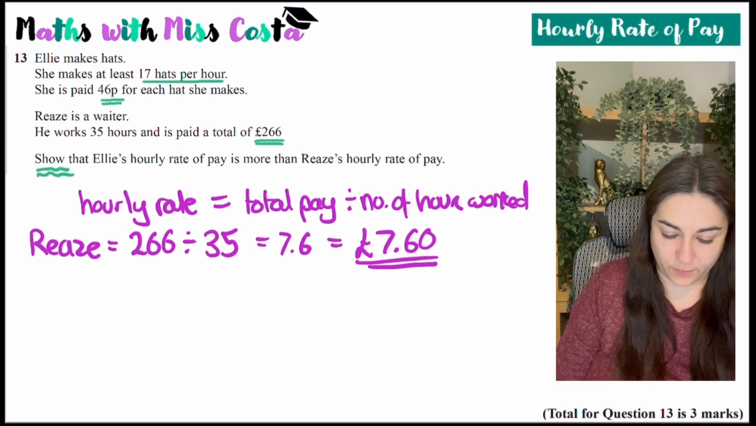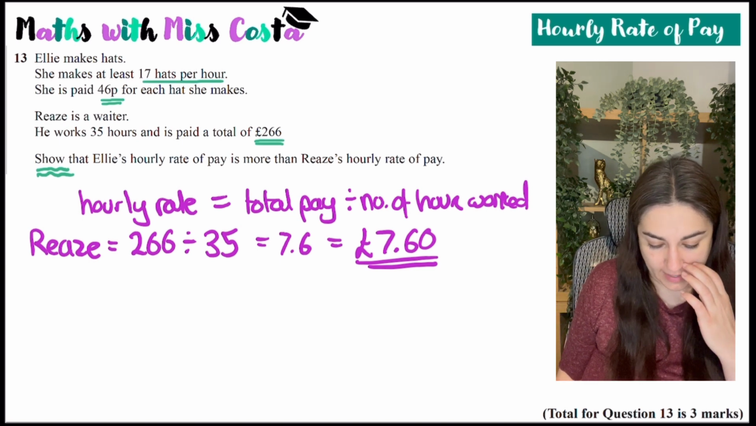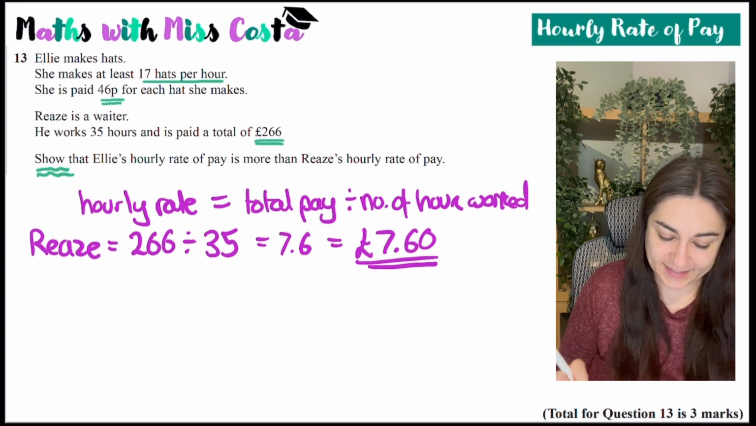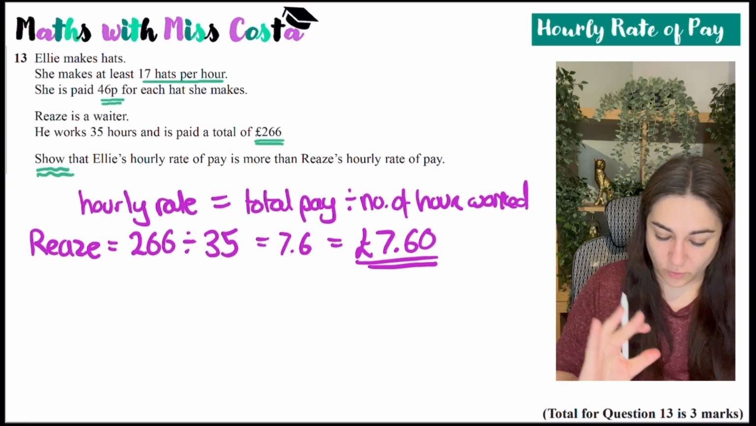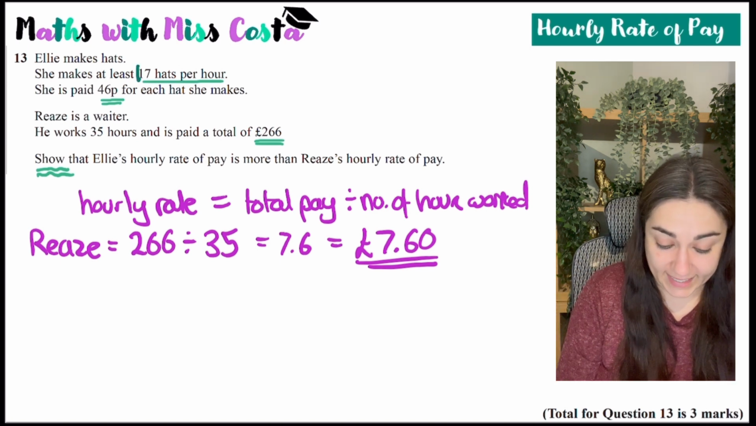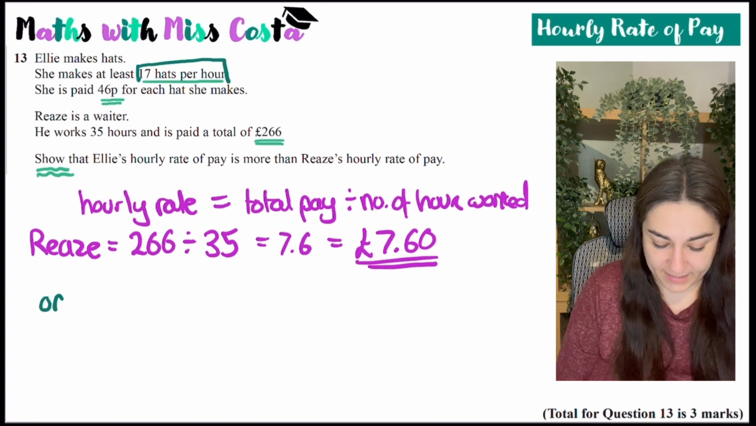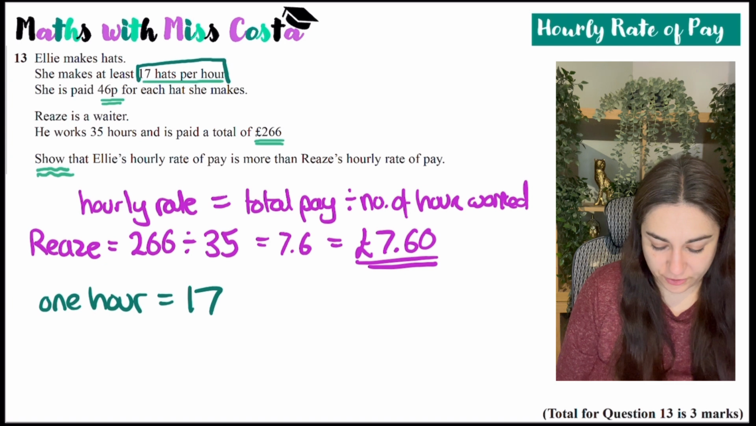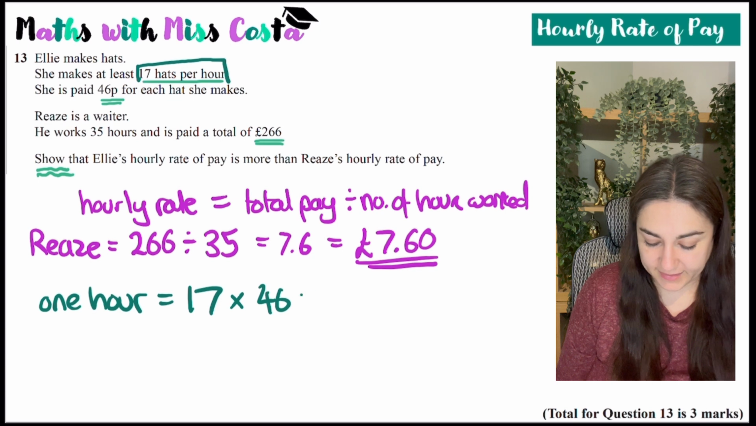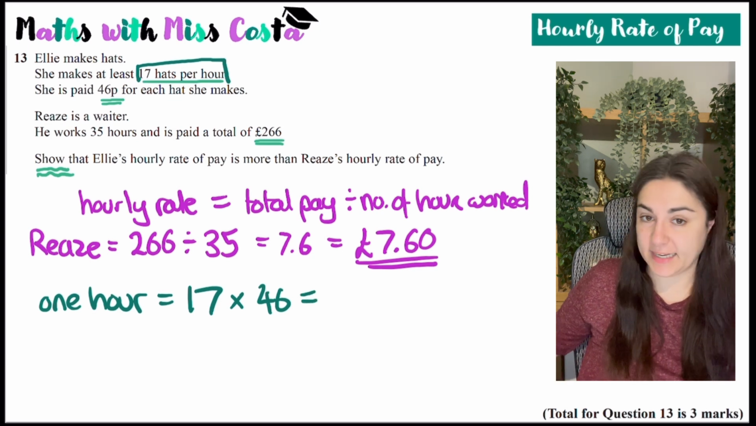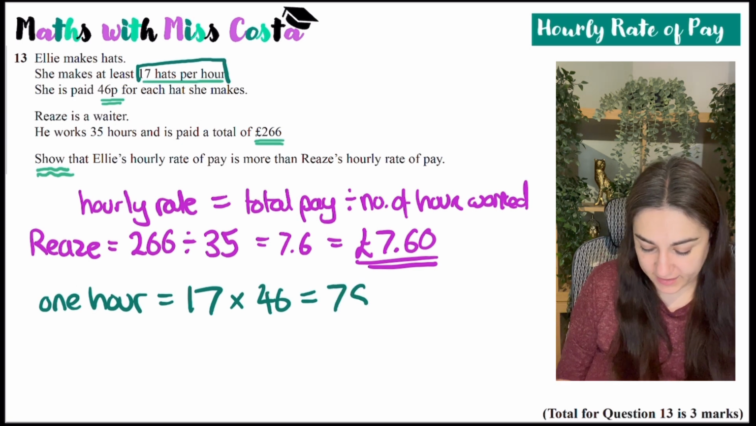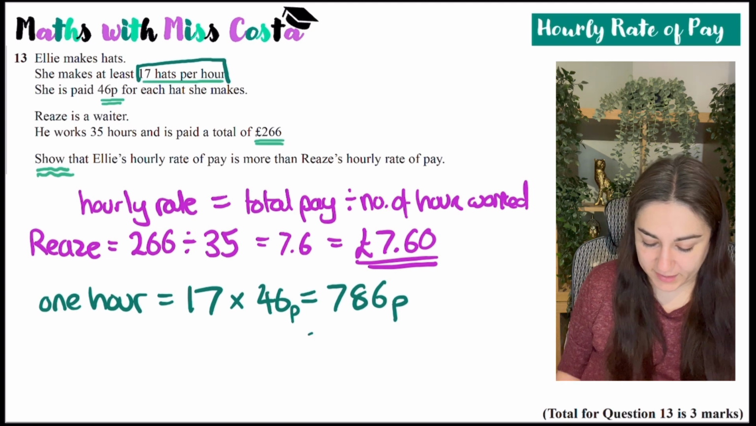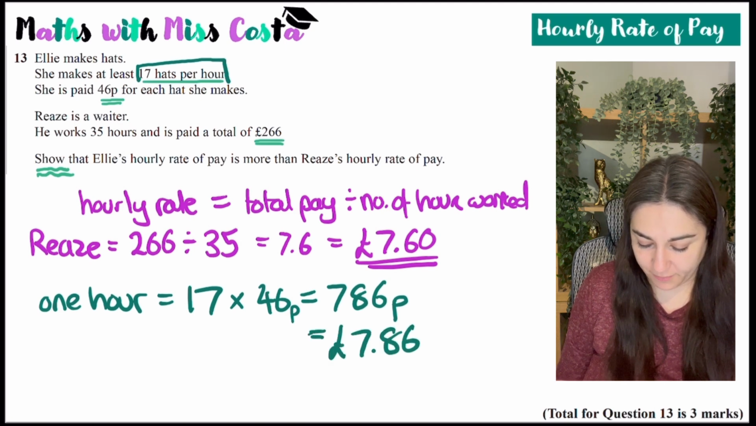Then I need to figure out what Ellie's hourly rate of pay is. She makes at least 17 hats per hour. This is not a great worded question, because if she makes 20 she'll get paid more, but let's just go with the basic. In 1 hour she's going to get paid for those 17 hats, and she gets paid 46 pence for each of them. So 17 times 46 tells me how much money she makes in an hour. That's 782 pence, because I'm still working in pence. To turn it back into pounds is £7.82.